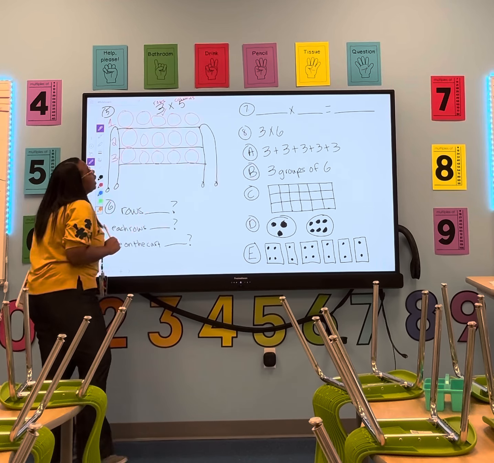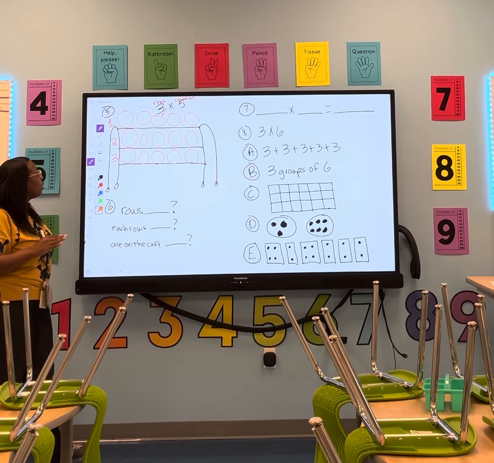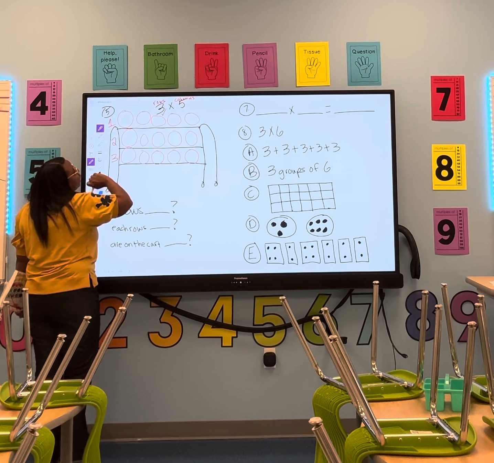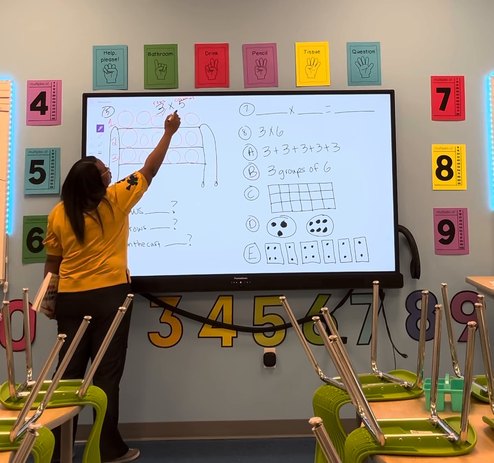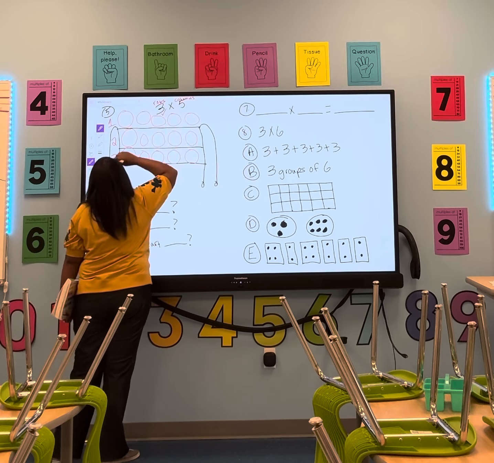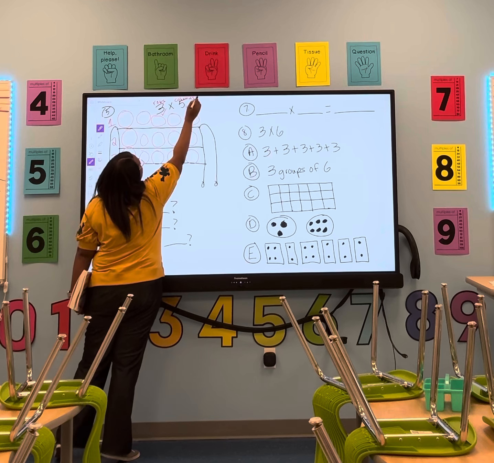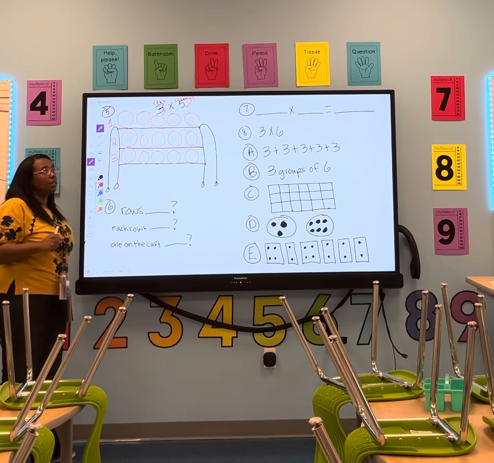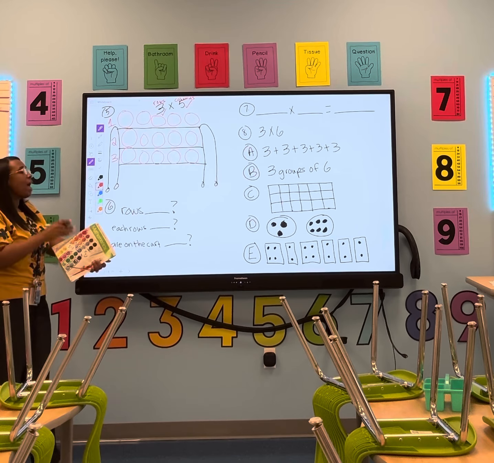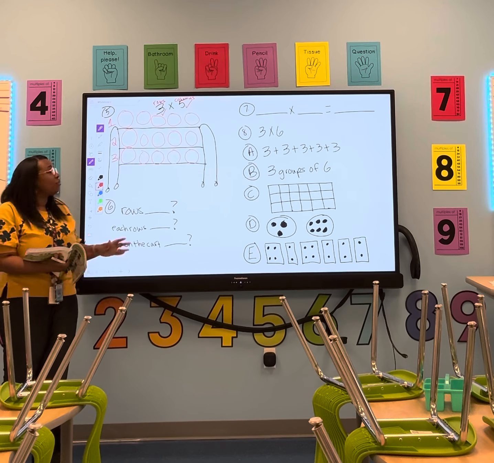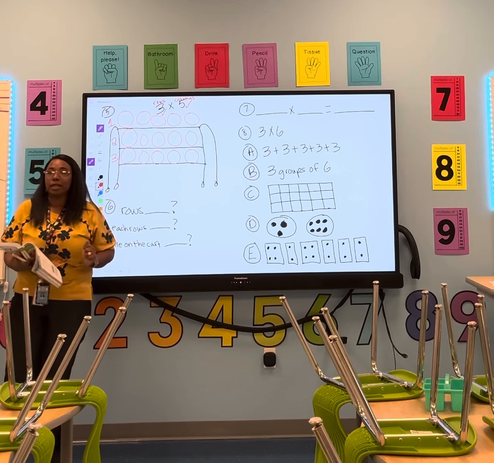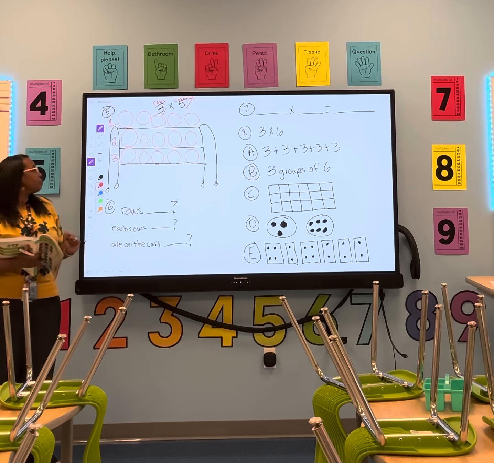All right, so I have added all 4 to each row. Now each row has 5, just like the multiplication expression said that I needed to have 5. So I'm going to put a check there. I've done exactly what they said. Okay, so I have finished number 5 because I finished the drawing. This is what the drawing is going to look like now.